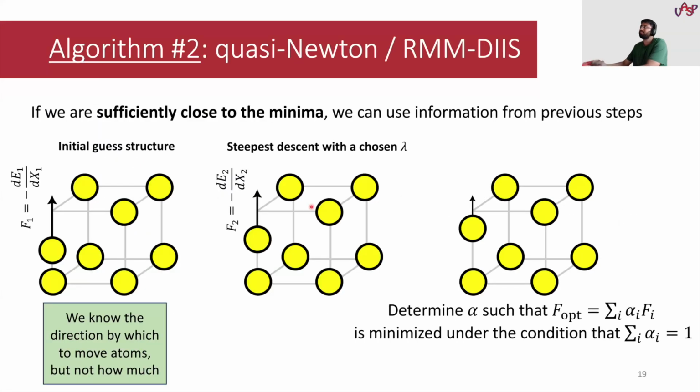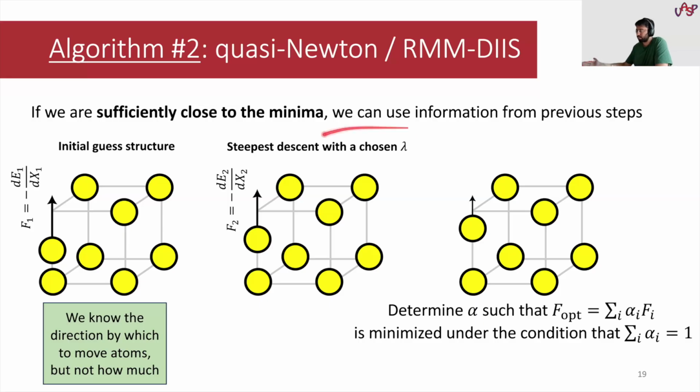The easy way to improve it is with these quasi-Newton methods, so to speak. They are called RMM-DIIS or DIIS. I will stick to either quasi-Newton or DIIS separately in this talk, but they refer to the same thing, at least in the course that we develop. The algorithm is again very simple, but it uses a little bit more information than steepest descent. So what we say is that if we are sufficiently close to the minima, so if we are not at the minima, but we are somewhere there or thereabouts, we can use information from previous steps that we have performed to better inform our next step.